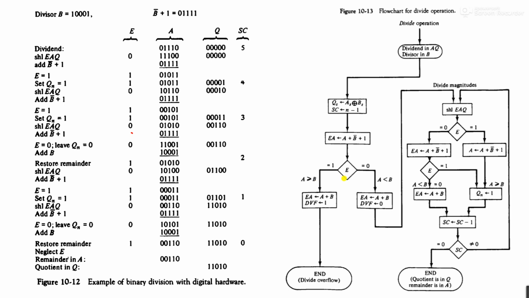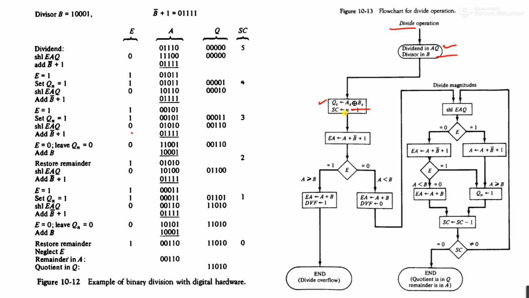You can see that there is a divide operation, and this divide operation has two things. We are providing data to the AQ register in the dividend form, and to the B register in the divisor form, and then I will check the sign and do the corresponding action. I will take QS as the sign bit of the answer, and AS is XORed with BS so that I can get my sign bit, and then I will store my sign bit in QS. The sequence counter is initialized to N.